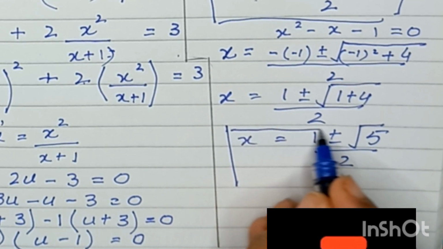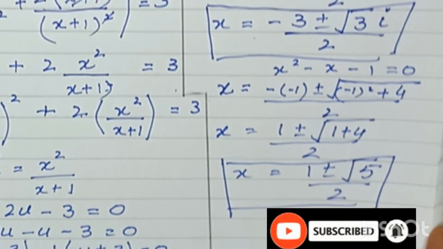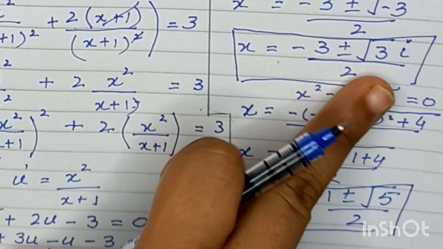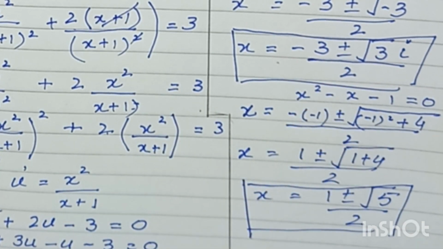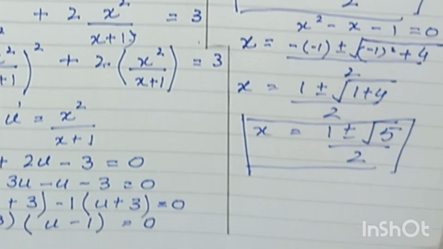So from this equation we have these two values of x. So here we have four values of x, which are minus 3 plus minus square root of 3 iota divided by 2, and x is equal to 1 plus minus square root of 5 divided by 2.